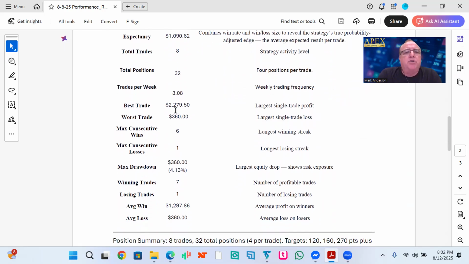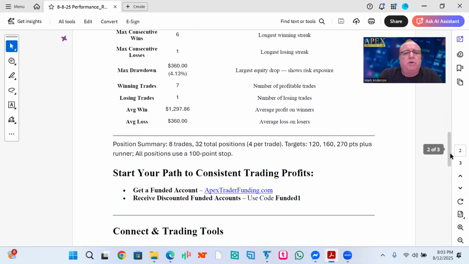Okay, our best trade in the last 13 trading days was a little bit over $2,200. So far, the worst trade has been 360. We had 6 wins in a row, one loss, a total of 7 winning trades and 1 losing trade, of which 6 of those were in a row. Our average win has been just under $1,300 per trade, and our average loss was 360. So it's been doing very well here.